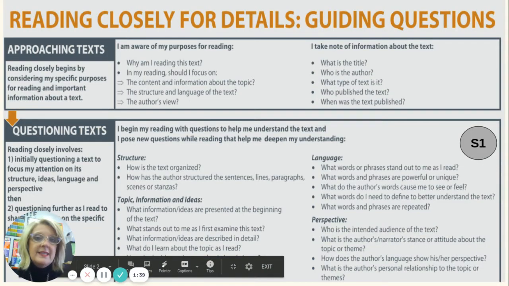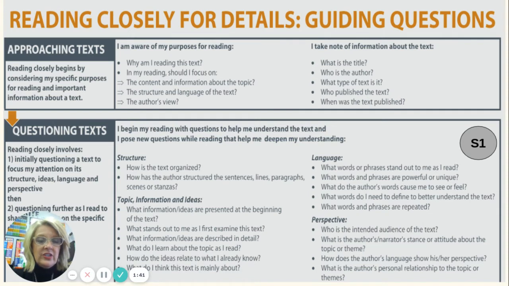All right, so this is a little sheet. It's a guided questioning sheet, and it teaches you how to read closely for details. So when you approach a text, you want to read closely. It says, reading closely begins by considering my specific purposes for reading and important information about a text. So you want to know, what's the reason? Why am I reading this? And what should I focus on?